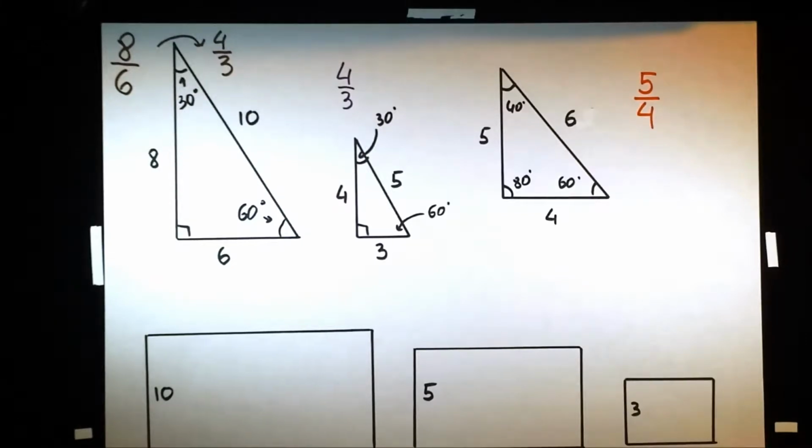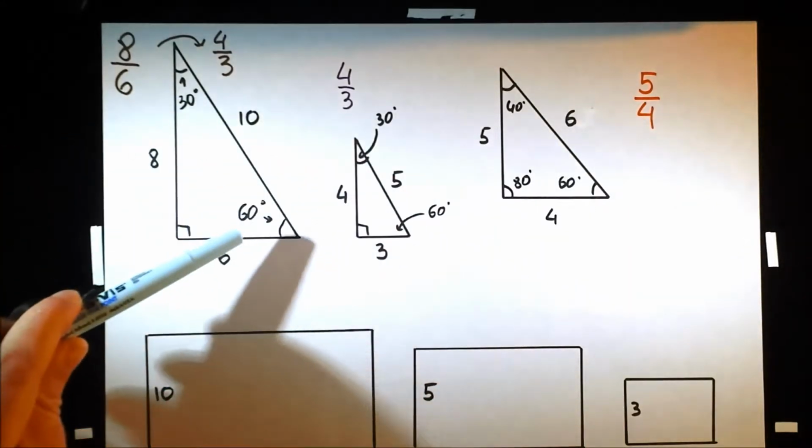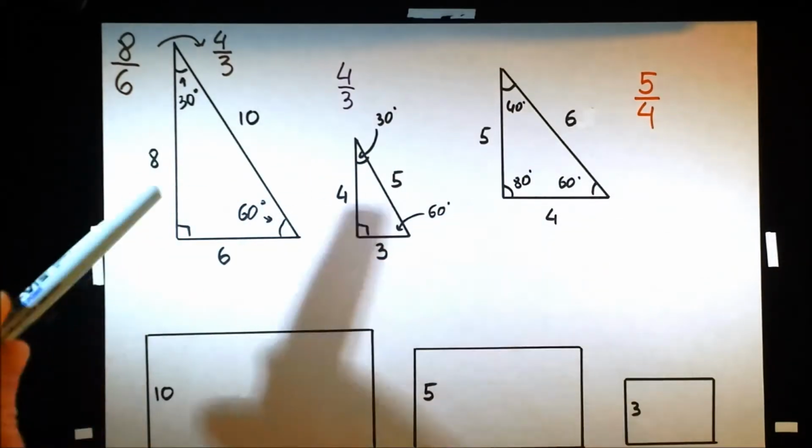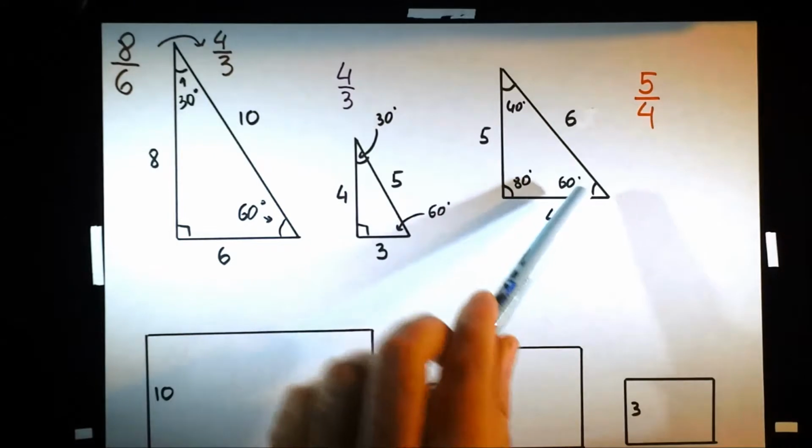Now, if they're nice enough to give you the angles in a triangle, and they're not always going to be that nice. But in this case, I also gave you the angles in a triangle. Just like with sides, you pick two angles. 30 degrees, 60 degrees, 30 degrees, 60 degrees. We already knew these two were similar. That makes sense. 40, 60.